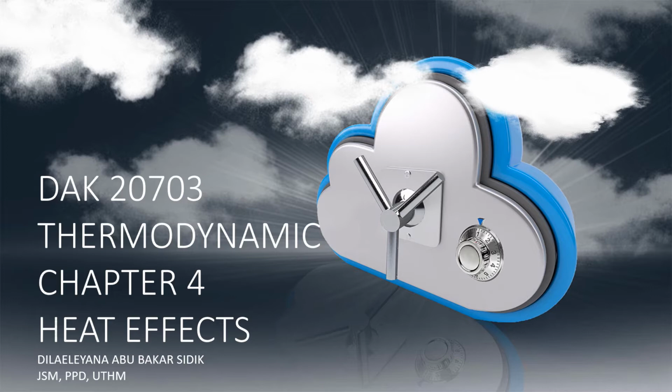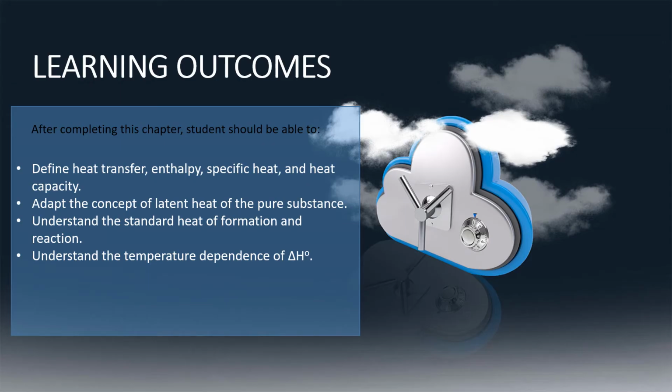So today we will continue with chapter 4 for thermodynamics, which is heat effects. This is the learning outcome. After completing this chapter, students should be able to define what heat transfer, enthalpy, specific heat, and heat capacity are. Students should also be able to adapt the concept of latent heat of a pure substance, which we already learned before, where there are two types of latent heat: latent heat of fusion and latent heat of vaporization.